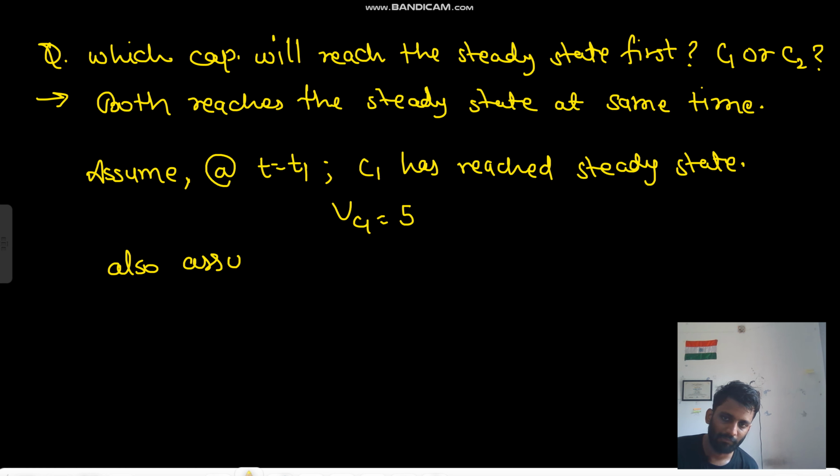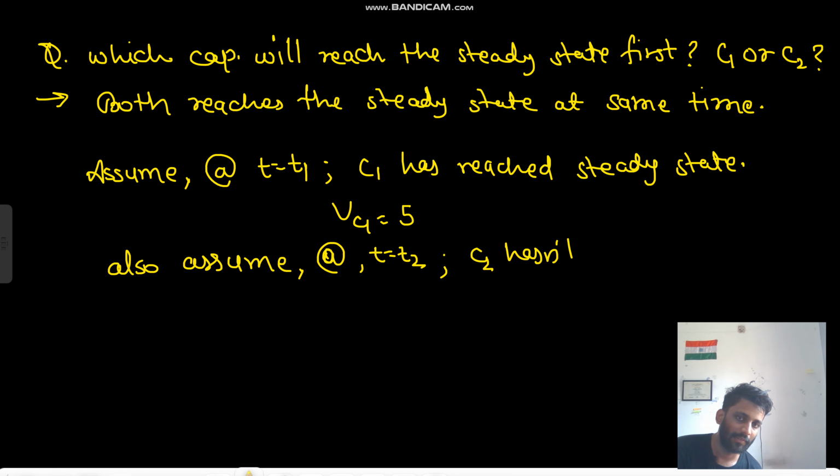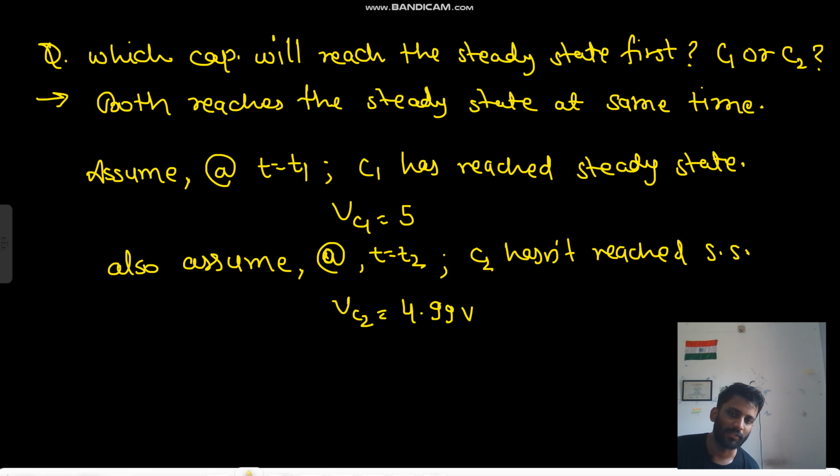Also assume at t equals to t1, C2 has not reached steady state. That means your VC2 is at some 4.99 volts. So we are assuming that C1 has already reached the steady state before C2. Your VC1 will be 5 volt and VC2 will be 4.99 volt. So what will be your IR1? IR1 will be 0 ampere, right?